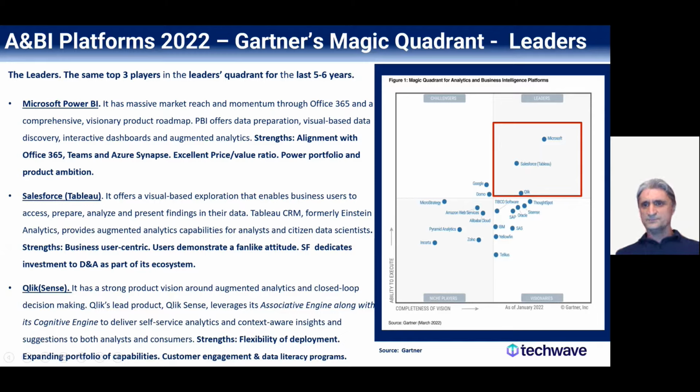So let's look at the top right quadrant, which is the leader section. The same top 3 players we can see in the leaders quadrant for the last 5, 6, or even 7 years. Number 1 is Microsoft. It has a massive market reach and momentum through Office 365 and a comprehensive visionary product roadmap. Power BI offers data preparation, visual-based data discovery, interactive dashboards, and augmented analytics.